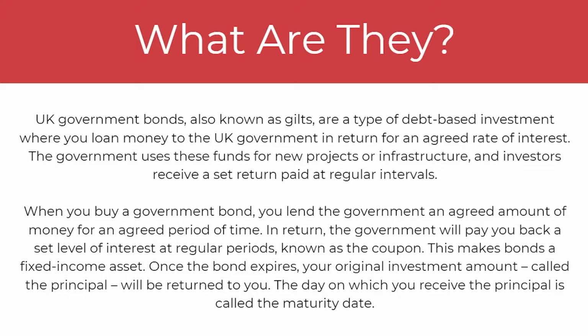When you buy a government bond, you lend the government an agreed amount of money for an agreed period of time. In return, the government will pay you back a set level of interest at regular periods, known as the coupon. This makes bonds a fixed income asset. Once the bond expires, your original investment amount, called the principal, will be returned to you. The day on which you receive the principal is called the maturity date.